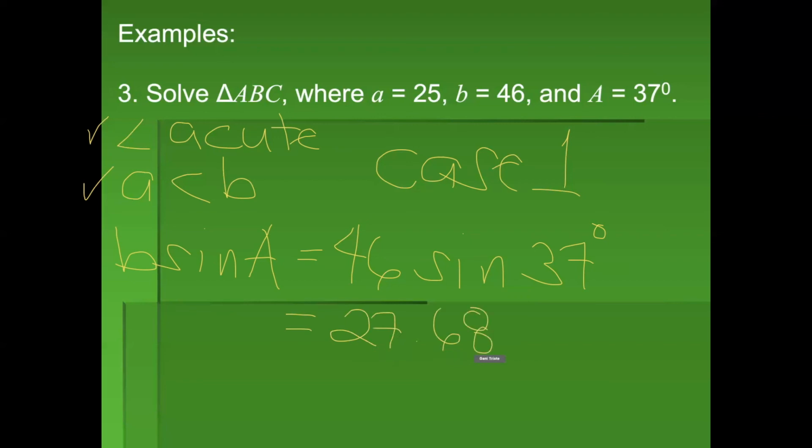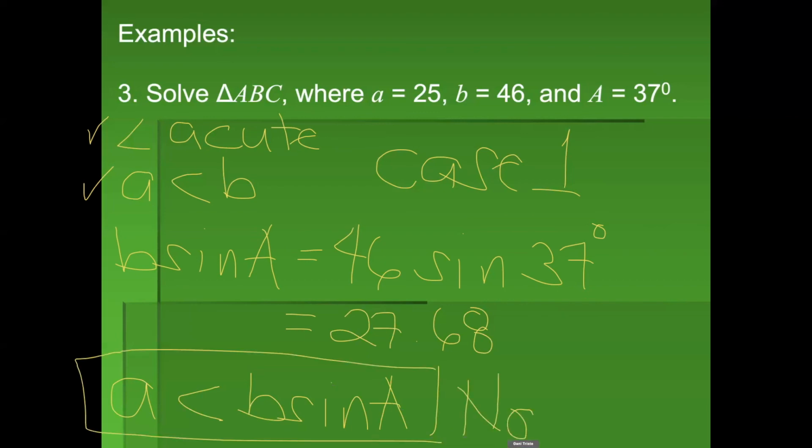When we compare B sine A, which is 27.68, to the side opposite the given angle, which is A, we can say that A is less than B sine A, because A is only 25 and B sine A is 27.68. From here, we can already say that there is no solution. There is no solution because the side opposite from the given angle, which is A, is less than B sine A. Therefore, there is no solution.